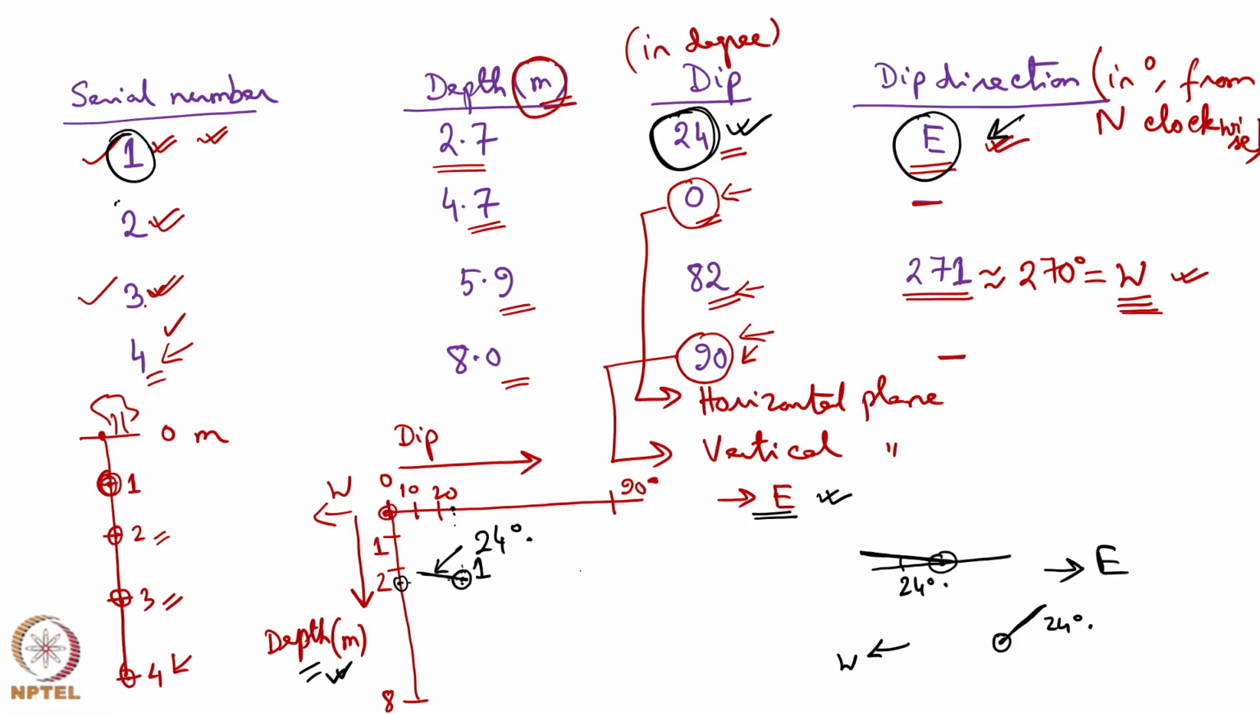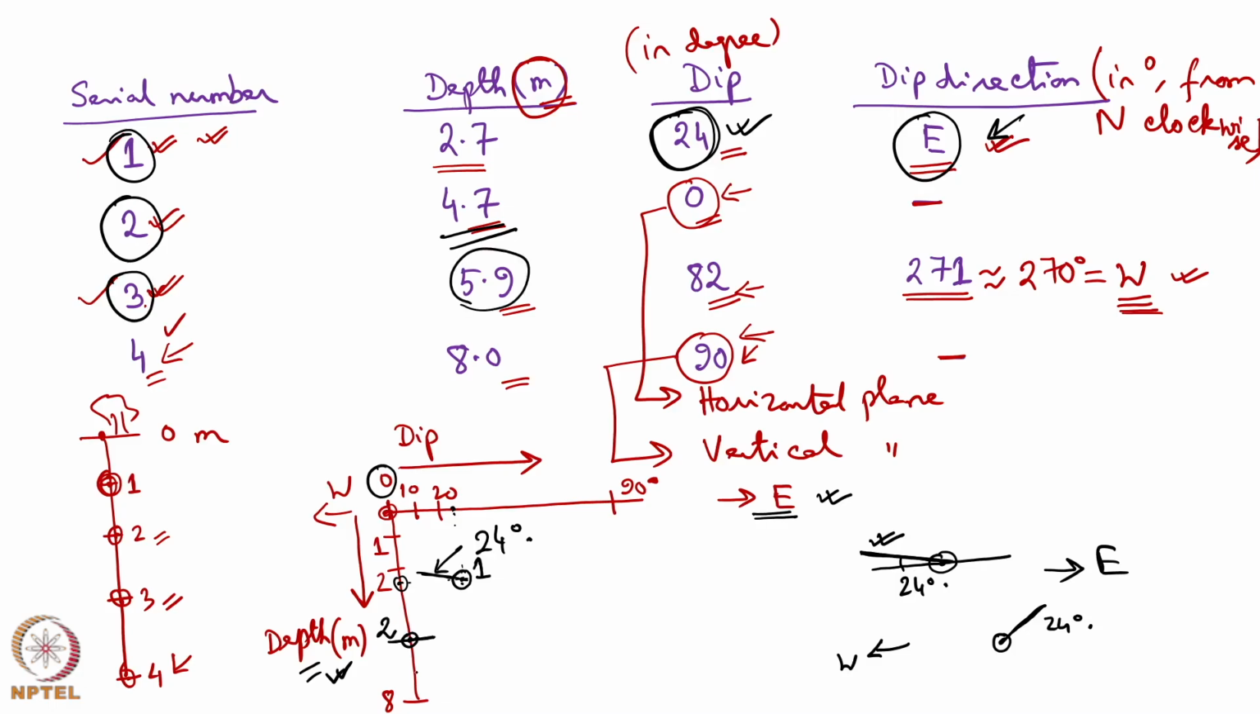Come to point 2. It is at 4.7 meter depth. If this is 2, 4.7 can be over here, and since the dip is 0 degree, the plot comes over here. Note this is 0 degree dip. A 0 degree dipping plane will be represented by a horizontal line. So, when we were drawing here a 24-degree angle in this way, in this case it has to be just a horizontal line, and this is point number 2.